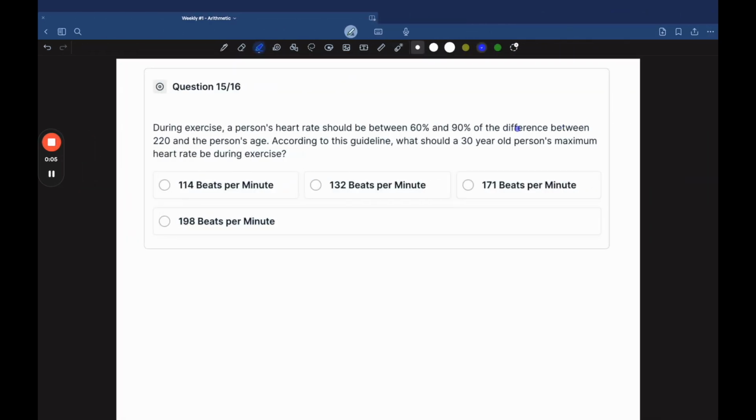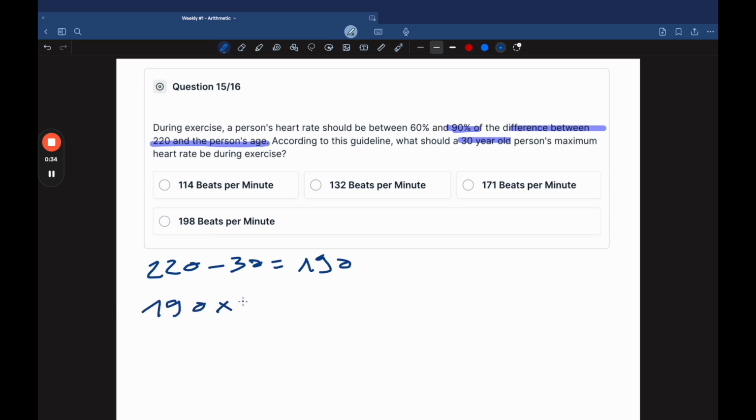Question 15. Step 1. Identify the problem. During exercise, a person's heart rate should be between 60% and 90% of the difference between 220 and the person's age. We need to find the maximum heart rate for a 30-year-old person during exercise. Step 2. Calculate the difference between 220 and the person's age. First, subtract the person's age from 220. 220 minus 30 equals 190.